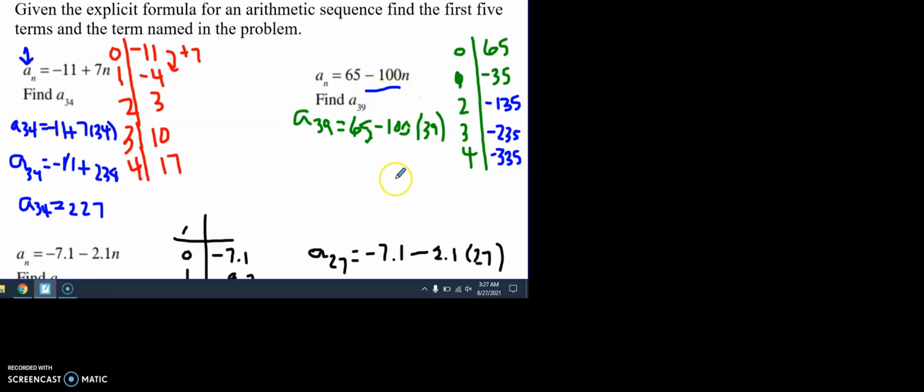That's our slope. If I want to find the 39th answer, or a to the 39, then 65 minus 100 times 39, and we end up with negative 3,835.